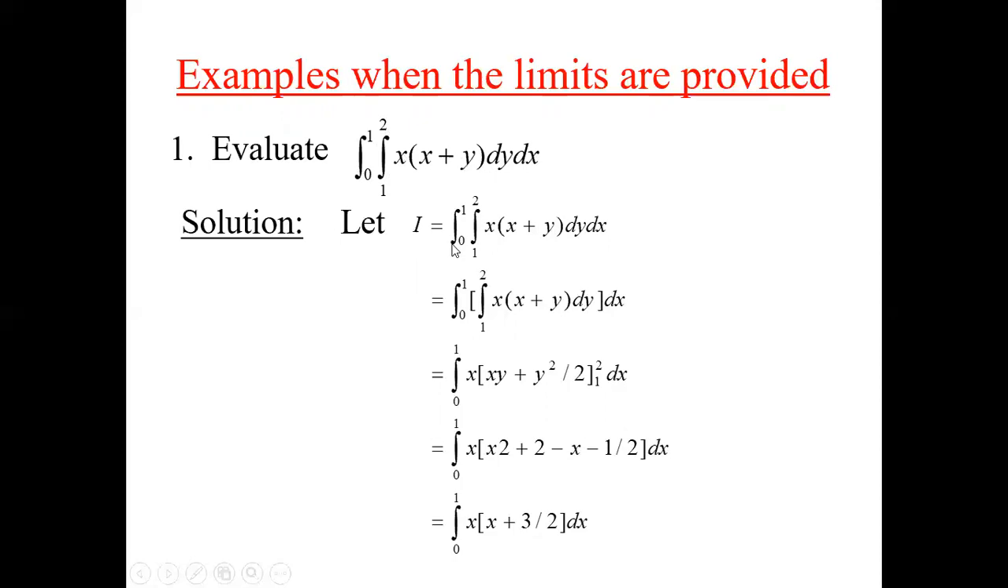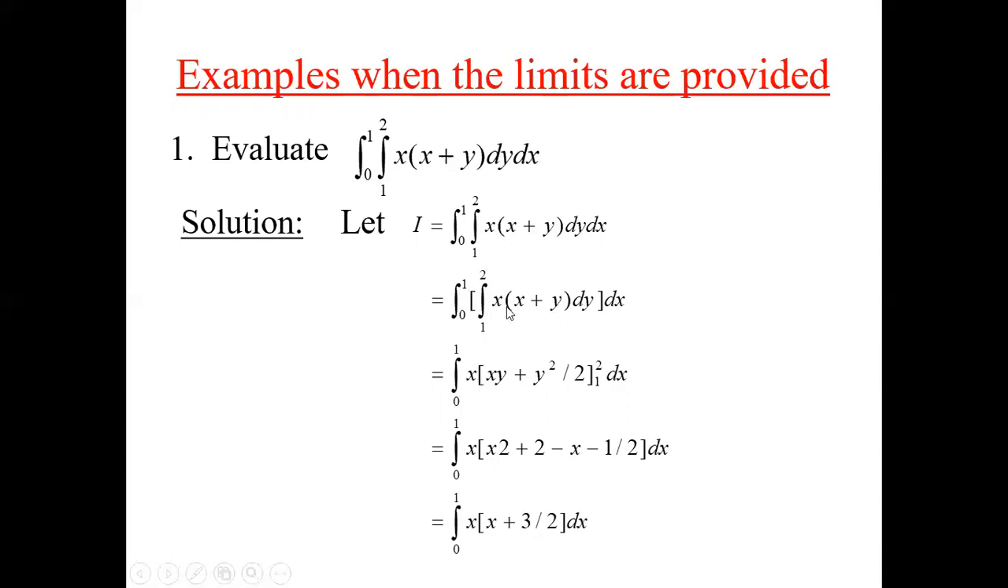Let I be equal to the given integral from 0 to 1, 1 to 2, x into (x plus y) dy dx. Now you can write this as integration from 0 to 1, and inside the bracket, integration from 1 to 2, x into (x plus y) dy, then dx. That means the inside integral is integrated with respect to y, keeping x constant, and then whatever you get is integrated with respect to x between 0 and 1. That is the meaning of this bracket.